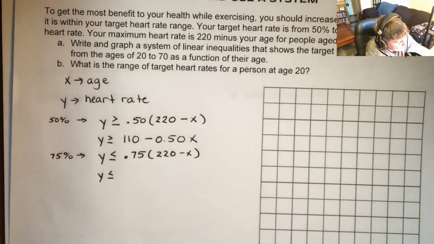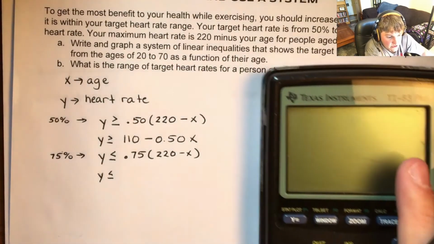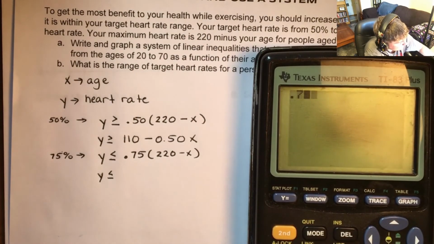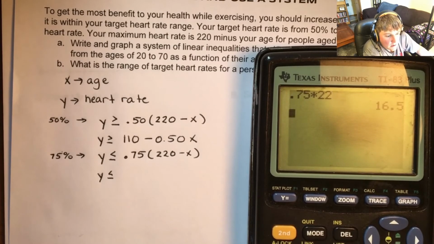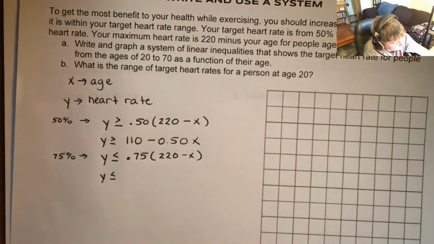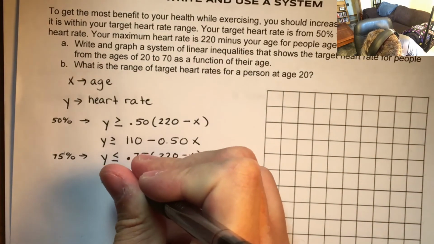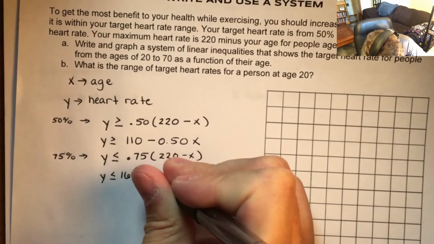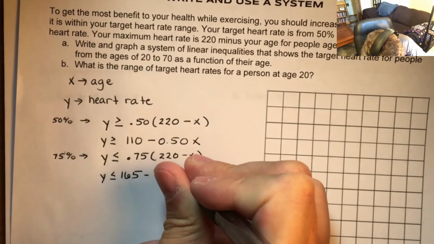Okay, I'm not quite sure what 75% of 220 is, so I'm just going to use a calculator. 0.75 times 220 is going to be 165. And then this is minus 0.75x.